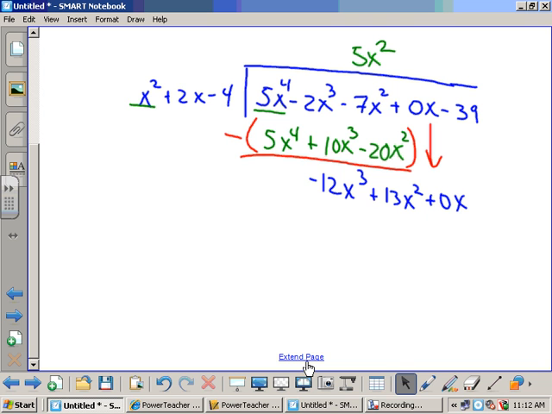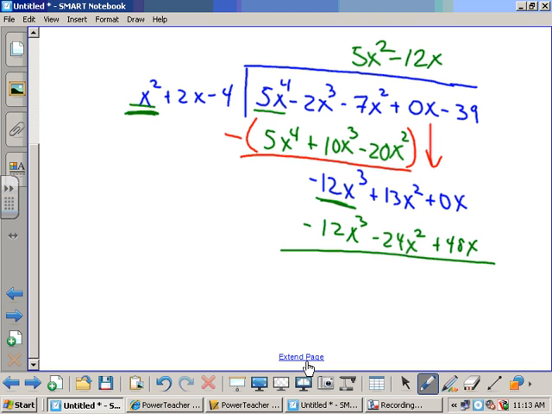So now we're asking ourselves, again, what do we multiply this x squared by to get negative 12x cubed? Negative 12x. So now we have negative 12x cubed minus 24x squared. And 12 times 4 gives us 48, plus 48x.